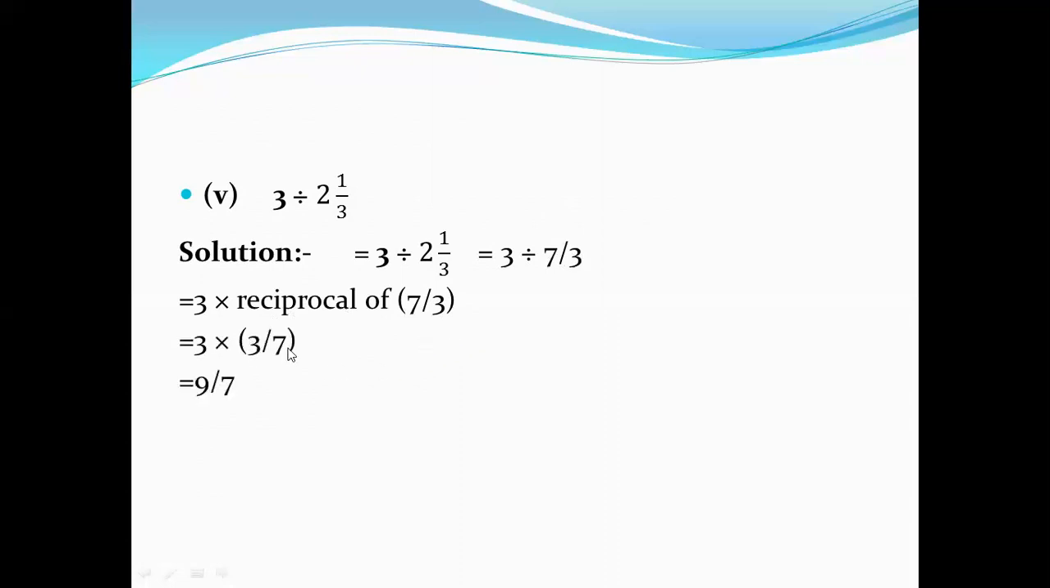This numerator and denominator will not get cancelled. So we multiply numerators, 3 3s are 9, divided by, here the denominator is 1, 1 into 7, 7. So what is the answer? 9 by 7. Here we changed the mixed fraction into an improper fraction. After that, we followed the same method. Okay, children, now see the next one.